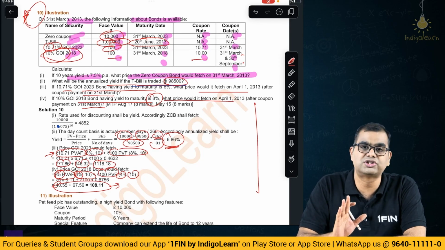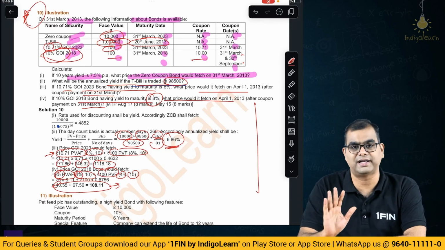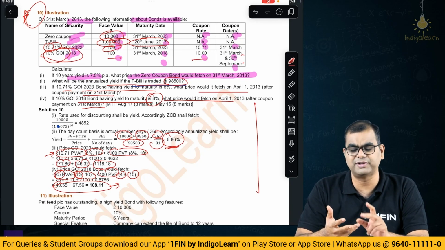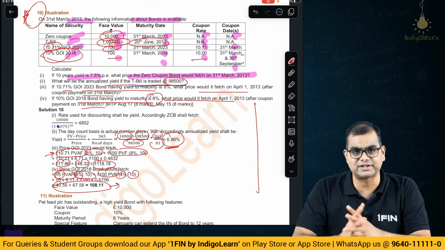And this concludes this particular revision of this chapter, the Security Valuation Bonds part as well. We have already completed Security Valuation for equities. Now we have completed Security Valuation for fixed income instruments: bonds, debentures, T-bills, repo, reverse repo, and the bunch of things we have discussed so far.